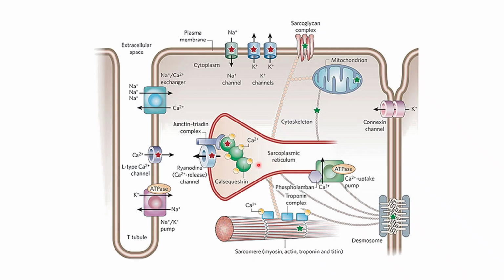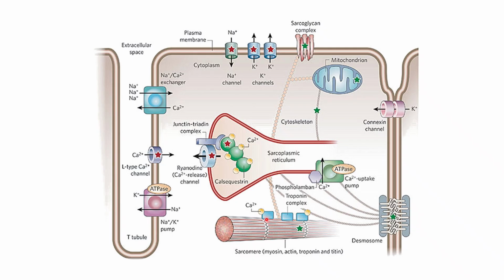Now, inside the cell, calcium quickly binds to troponin C on the thin filaments of the sarcomere, shifting the tropomyosin strands away from the myosin binding sites on actin. This exposure allows cross-bridge cycling between actin and myosin, generating tension and causing the heart muscle to contract.